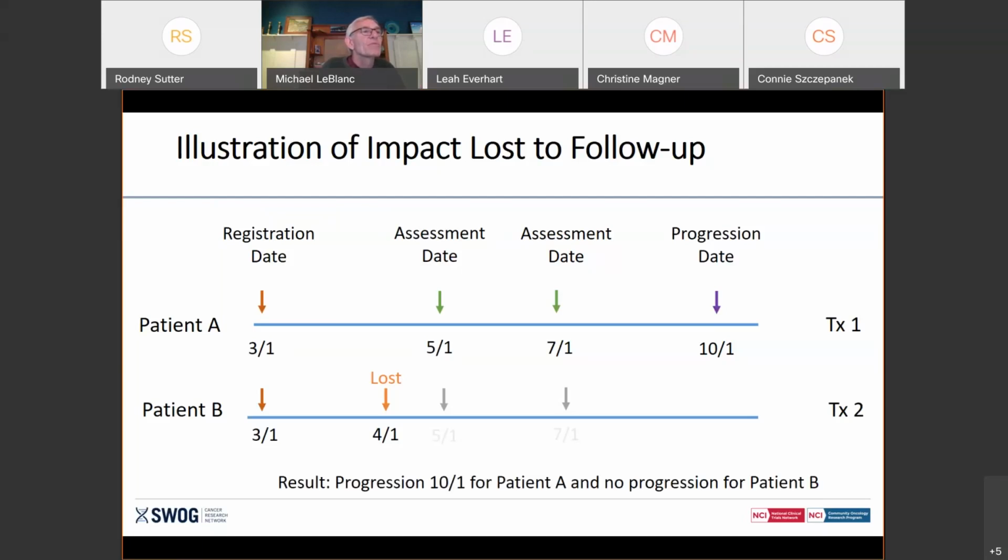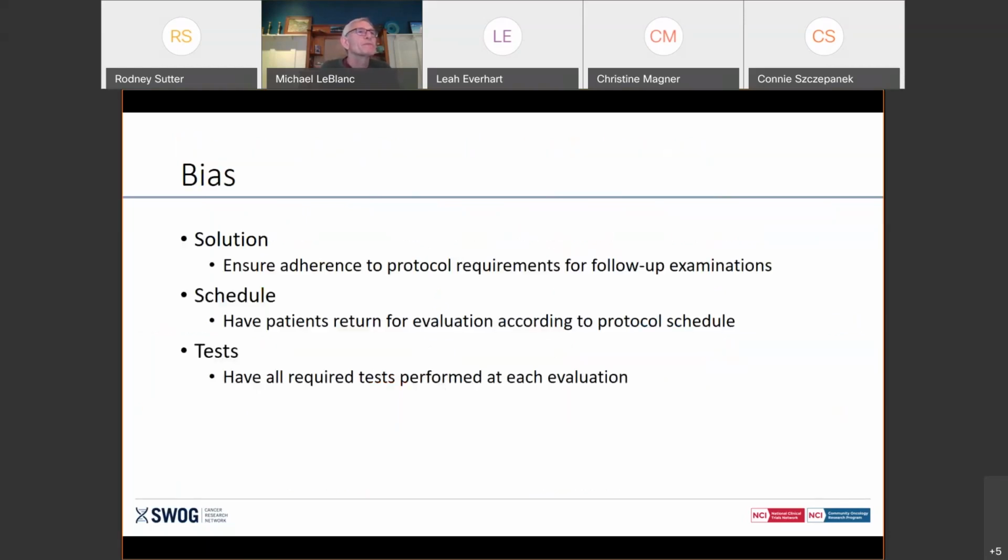That results in a progression for patient A on October the 1st, but we didn't see a progression on patient B. So that could bias the results. That could make you think, in fact, that patient B was doing better than patient A, but it was all due to loss of follow-up. At least it includes variability in the study. So this is a dramatic impact of what patient loss to follow-up can mean in terms of our conclusions.